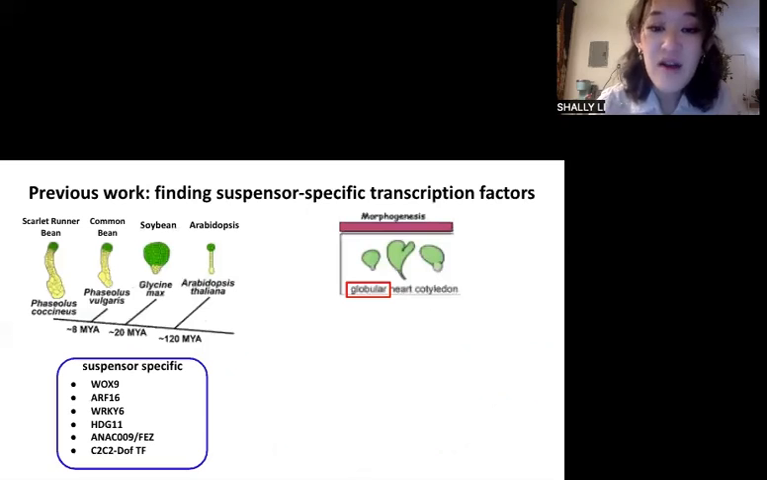And so to find out what transcription factors are responsible for regulating gene expression in the suspensor, previous work in our lab studied the genes expressed in 4 different plants: the scarlet runner bean, common bean, soybean, and Arabidopsis.